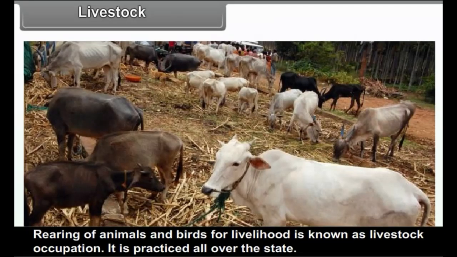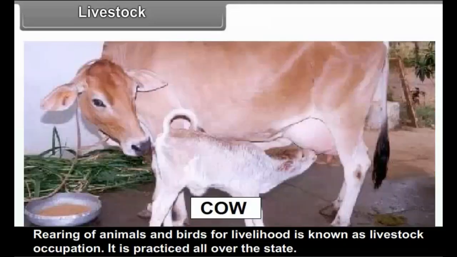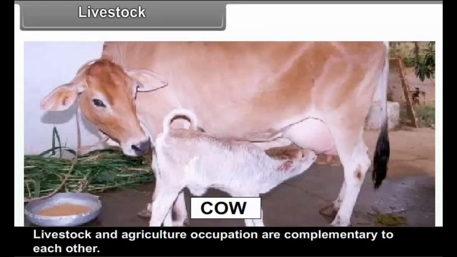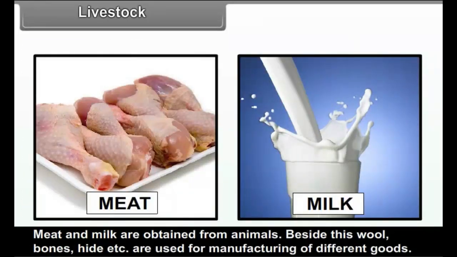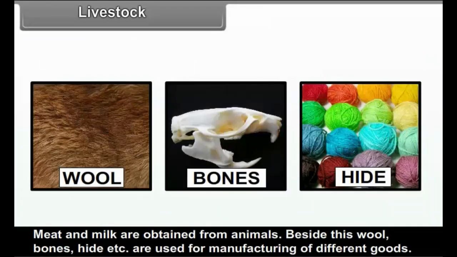Livestock. Rearing of animals and birds for livelihood is known as livestock occupation. It is practiced all over the state. Livestock and agriculture occupations are complementary to each other. Meat and milk are obtained from animals. Besides this, wool, bones, hide, etc. are used for manufacturing of different goods.